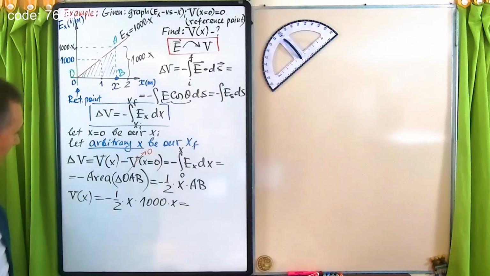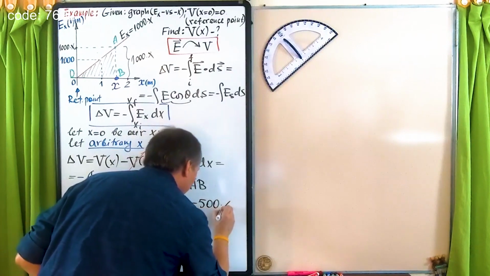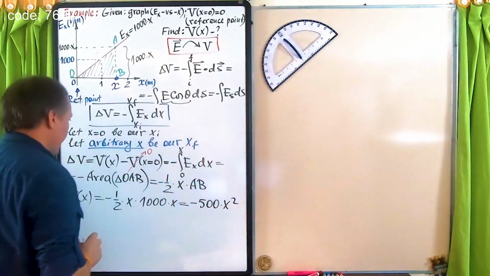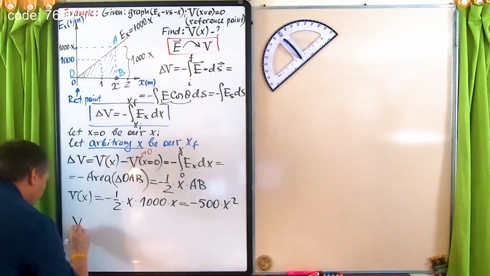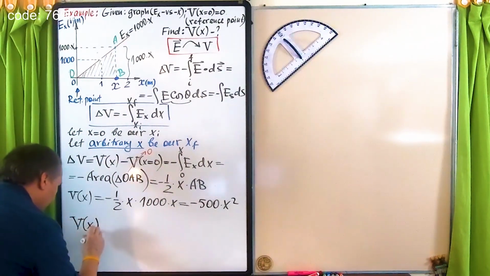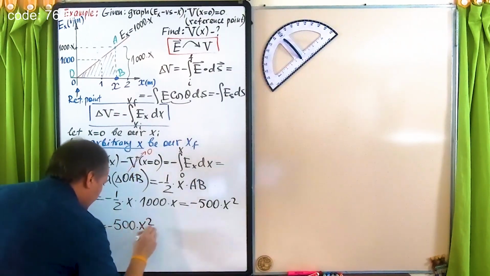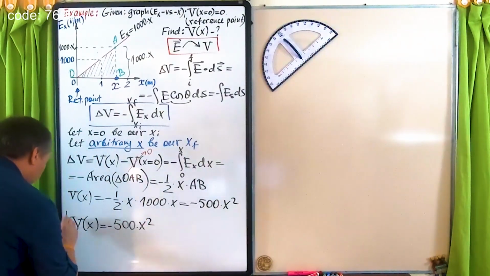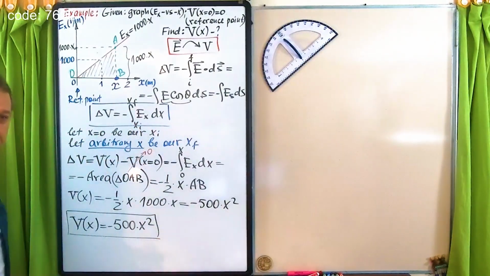So it will be negative 500x squared, negative 500x to the power of 2. So that's the answer. So I will write underneath: V as a function of x equals minus 500x squared. So that's the answer. And now we can plot it, for example.